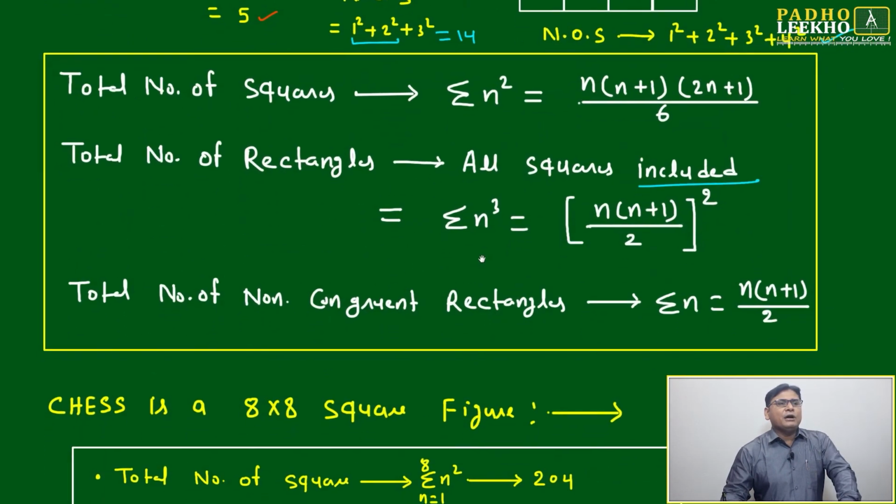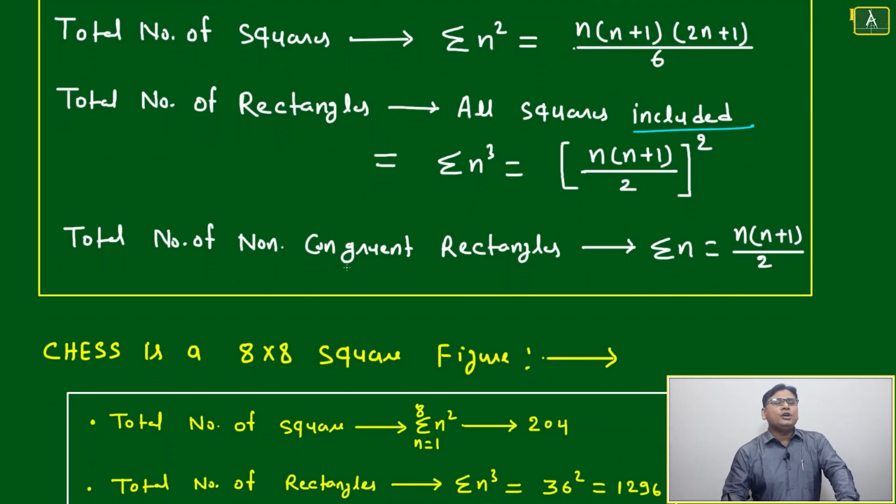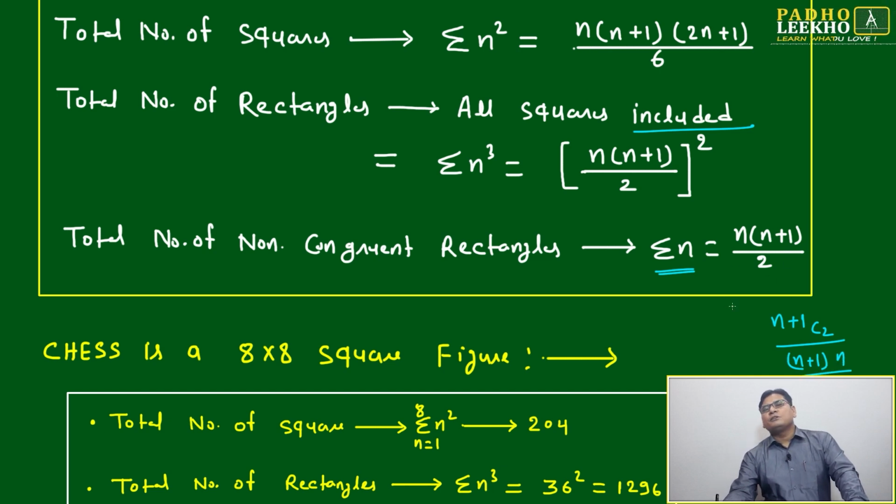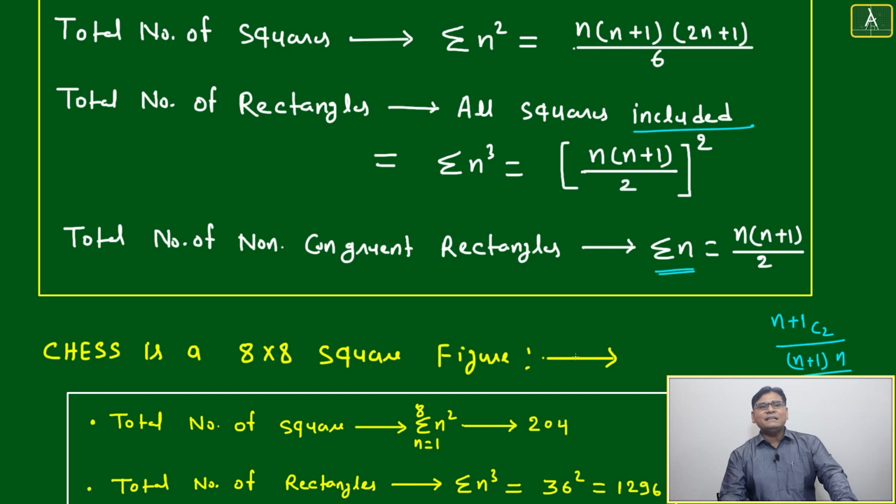Then in the same way, if you want to count the total number of non-congruent rectangles, then this will become summation of n. And you will be able to correlate with the pattern of numbers. The summation of n is n into n plus 1 by 2, or you can say it is nC2, just n plus 1 C2. N plus 1 C2 will be how much? N plus 1 into n divided by 2. Similarly, n into n plus 1 divided by 2. The matter is the same.